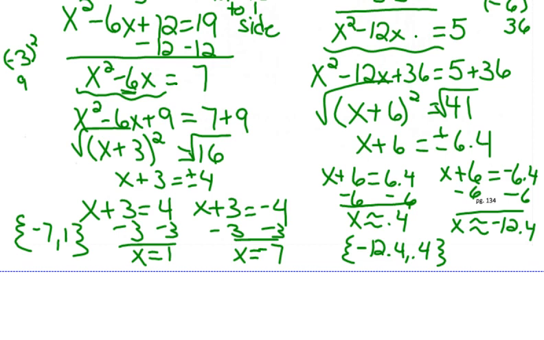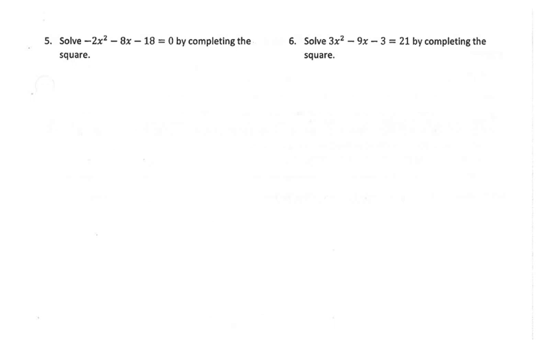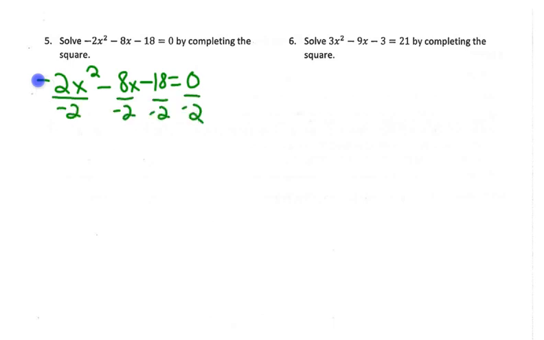Okay, so I know we're going to spend a lot of time practicing it, I promise. Okay, solve this by completing the square. Well, in order to complete the square, the very first term has to be a 1. So the first thing I want to do is I am going to take and divide everything by negative 2, because I need the leading coefficient to be a 1. So x squared plus 4x plus 9 equals 0.